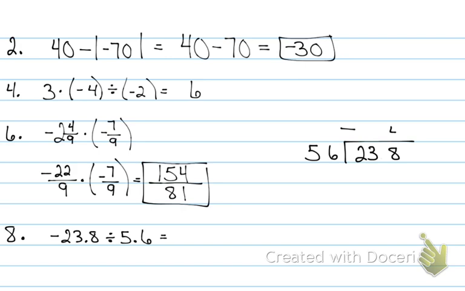56 goes into 238 how many times? 4. You multiply, and you get your remainder of 14. So, remainder of 14? No, what do I do now? Add a 0. Add a decimal. 0.0. Bring it down. 56 goes into 140 2 times, 0.2. Bring that decimal up into your answer. 2 times 56 is 112. 140 minus 112 is 28. So now my remainder is 28? No.